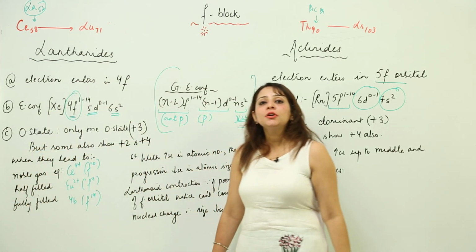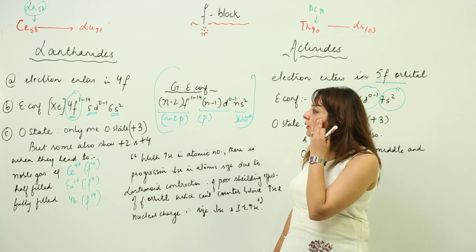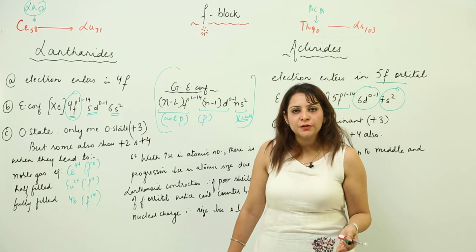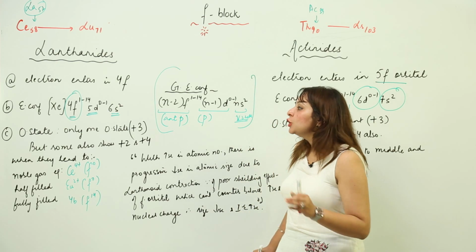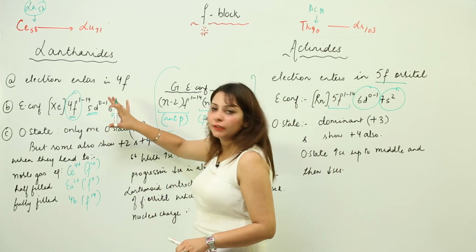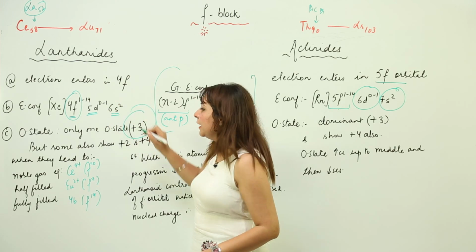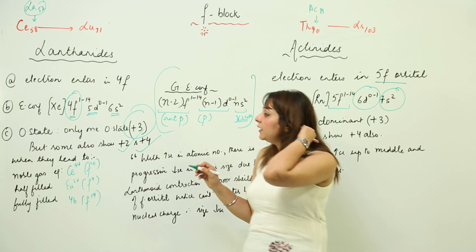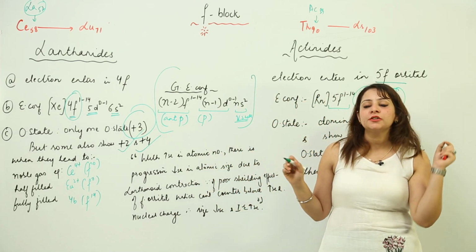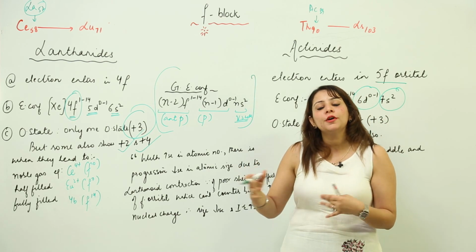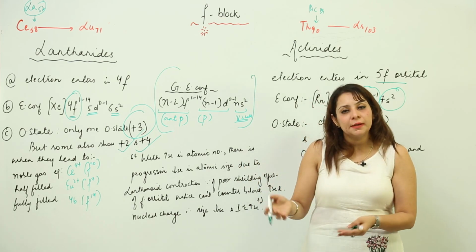Now coming to their oxidation state, we know that the number of electrons that actually participate in bond formation determines the oxidation state. The oxidation state which the lanthanides mainly show is +3, but sometimes they also show +2 and +4, where after the removal of 2 or 4 electrons they are going to gain stability.